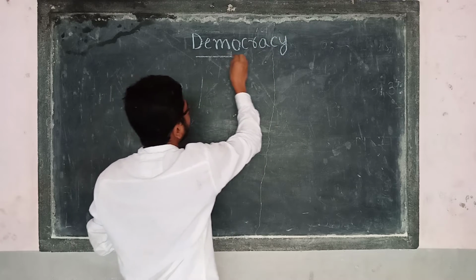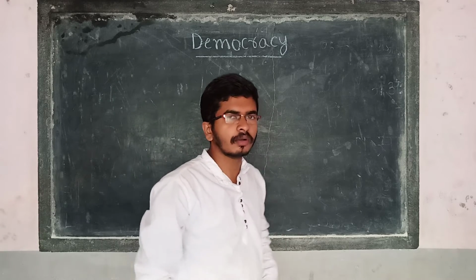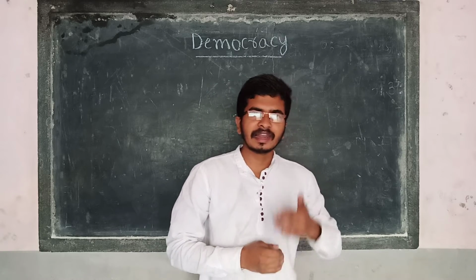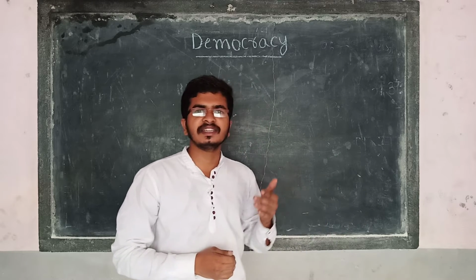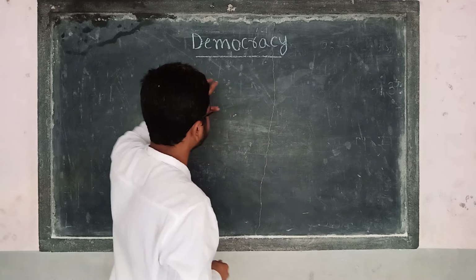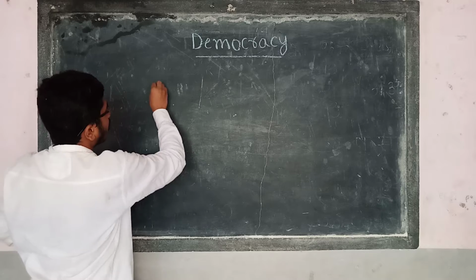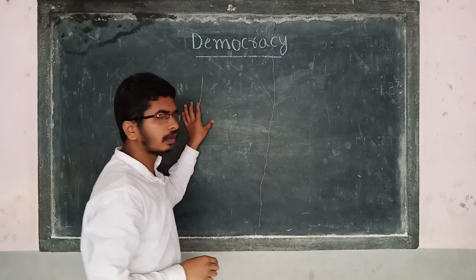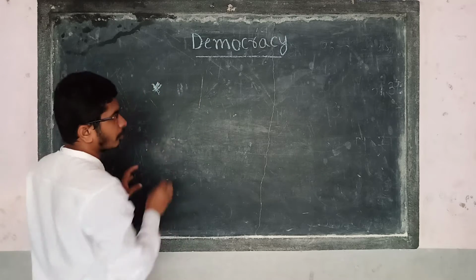So you can write the heading democracy. In our previous video we learned some different types of government like monarchy, theocracy, dictatorship and democracy, right? Now note down the points. You have your books and everything in front of you. Note down the points in the same lesson.